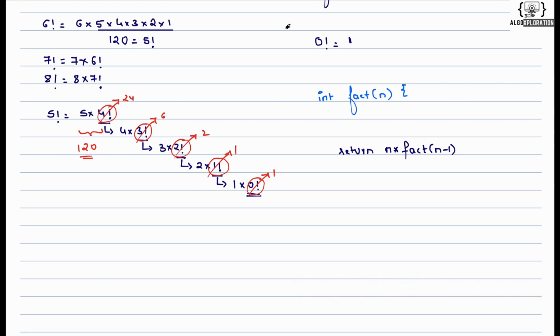So here the base case will be if n is less than equals to 1. At that time, simply return 1. So this is the base case, or we can say anchor condition.